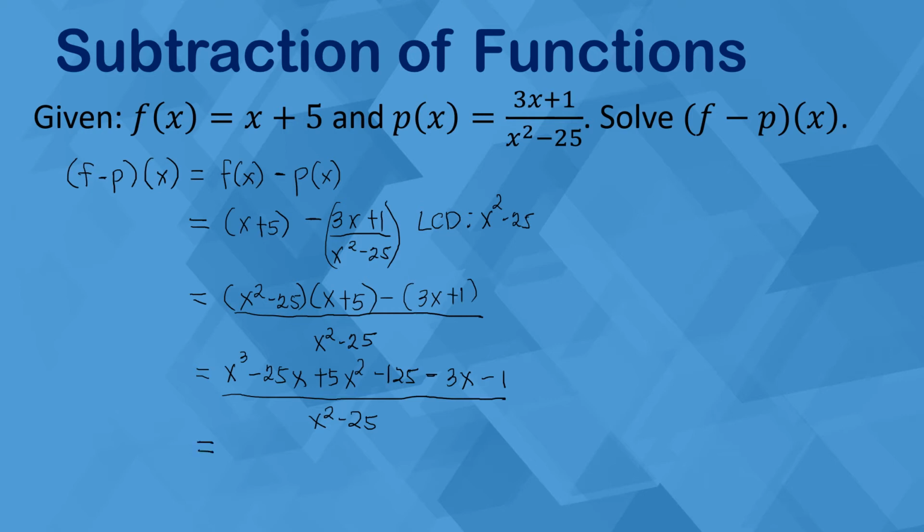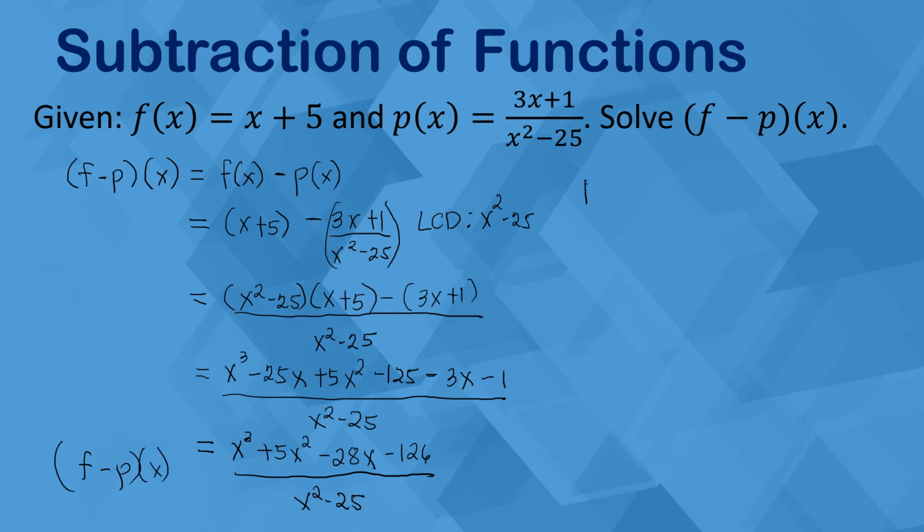Okay, then we combine like terms. We copy x cubed plus 5x squared, negative 25x minus 3x is negative 28x, and negative 125 minus 1 is negative 126, over x squared minus 25. So that is the difference of the f and p functions.